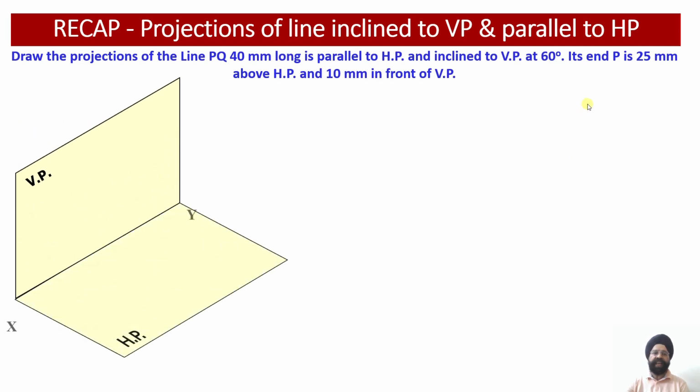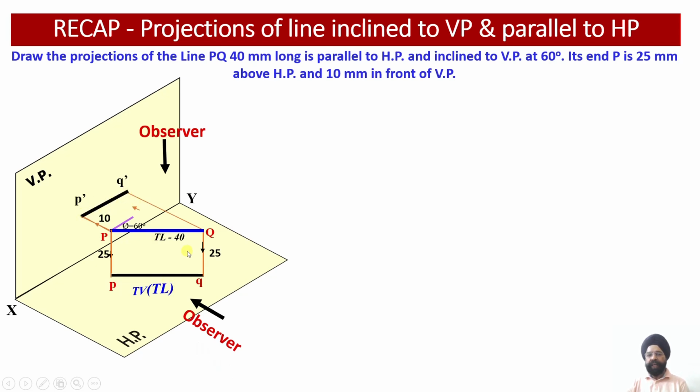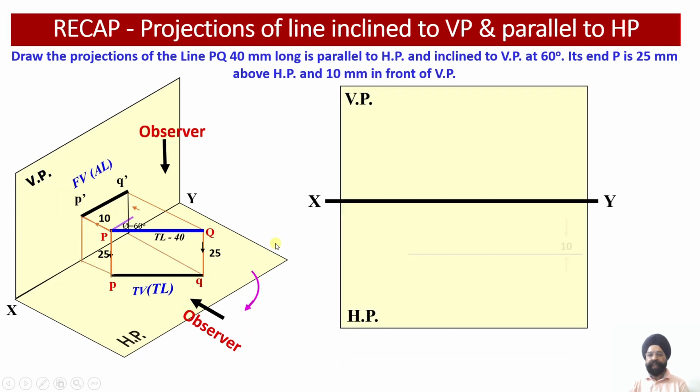Similarly, vice versa, whenever the line is inclined to the horizontal plane and to the vertical plane and it is parallel to the horizontal plane, its true length will be observed on the horizontal plane in the top view. Here you can once again see a line which is parallel to the horizontal plane. The front view projections are shown over here, and this is a line which is inclined to your vertical plane. So please check this out.